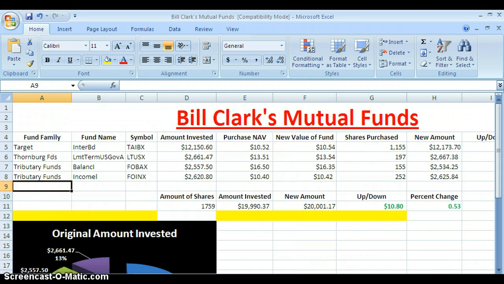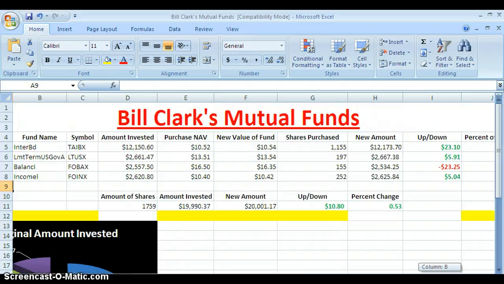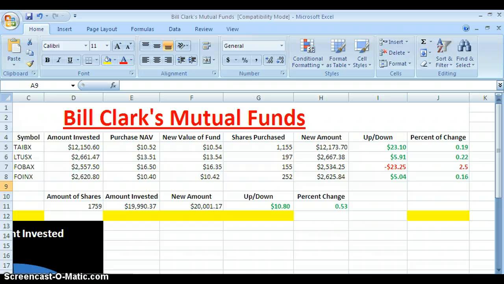The third mutual fund was Tributary Funds. The fund name is Balance, without an E, L at the end. The symbol is FOBAX. The purchase NAV was $16.50. The new value of the fund is $16.35. The shares that we had purchased on this mutual fund was 155. The percentage change is 2.5 in the red.